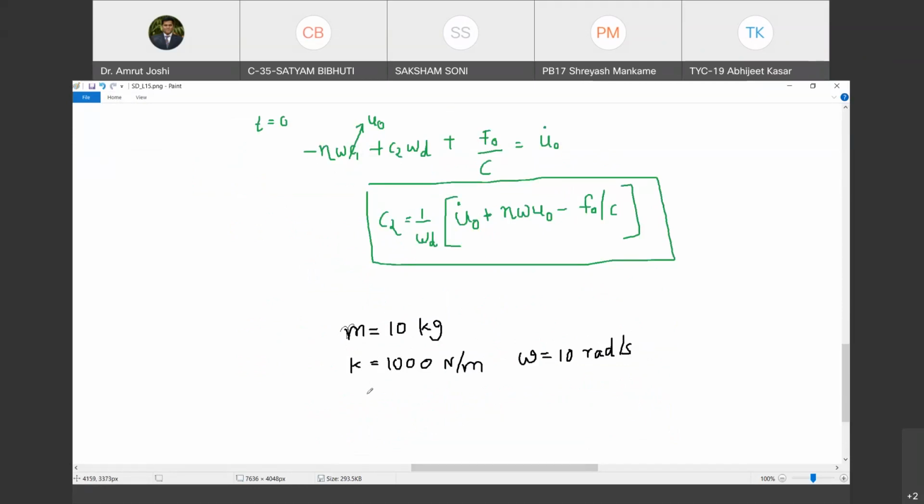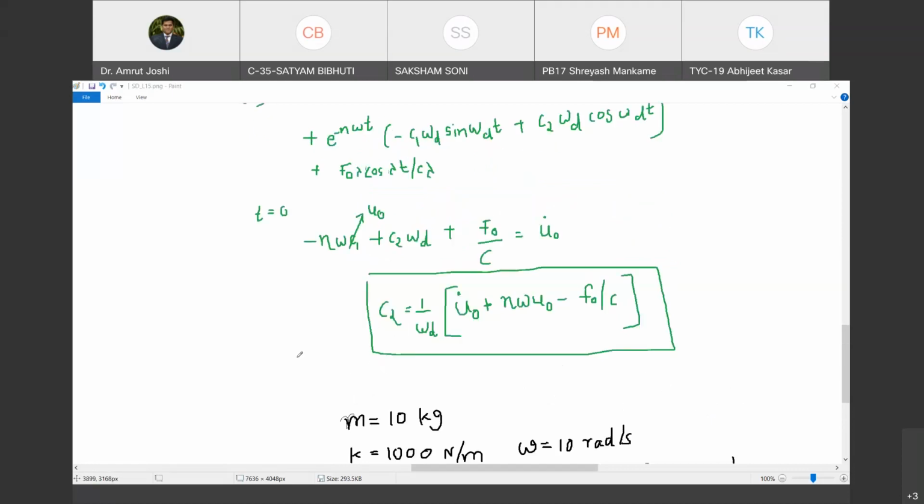We have to select the value of c. So let us take it as an underdamped system. So I will choose the value of c as 10 kg per second. So the moment I choose the value of c as 10 kg per second, c upon c star, which is equal to eta, becomes 10 divided by c star, which is 2m omega. So 2 into 10 into 10. So this becomes 1 by 20, if I am right.